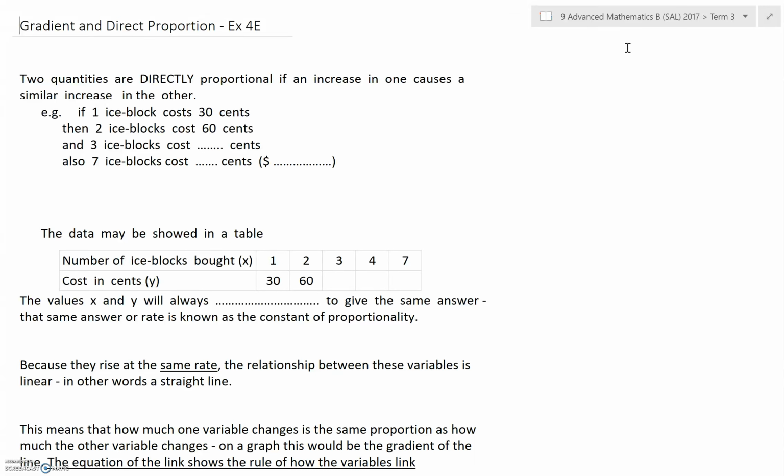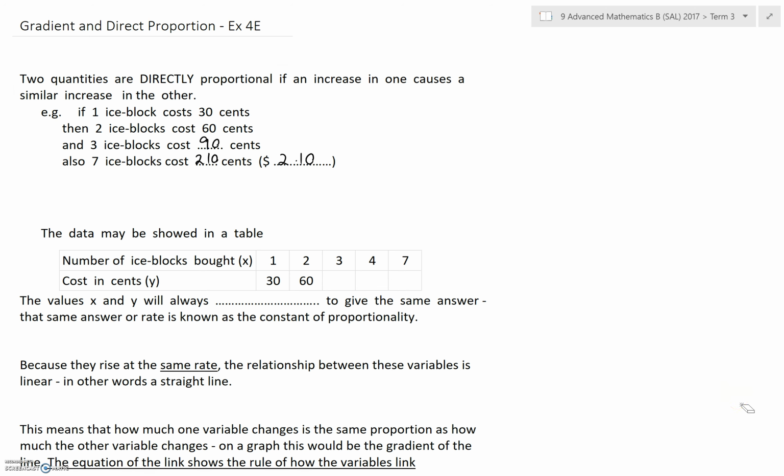So here's an example of one. If one ice block costs 30 cents, then two ice blocks obviously cost 60 cents. Three ice blocks, if we think about it, they're 30 cents each. So 3 times 30 means they're 90 cents, and 7 ice blocks will cost 210 cents, or of course that's $2.10. So you can see as each number of ice blocks is going up, so is the cost. Not by the same amount as each other, but by the same proportion on each side. So that is what proportion is all about.